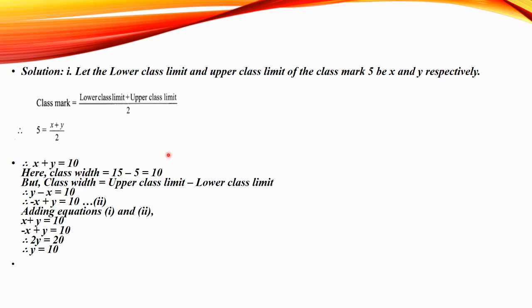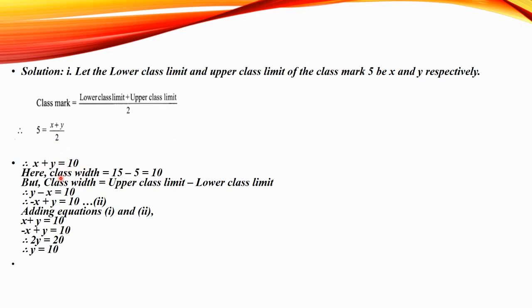Let us solve the first question. Let the lower class limit and upper class limit of the class with class mark 5 be x and y. The class mark formula is (lower class limit plus upper class limit) upon 2. So we put the value of the class mark: 5 is equal to (x plus y) upon 2. Cross multiplication, x plus y is equal to 10. Let this be equation number 1.